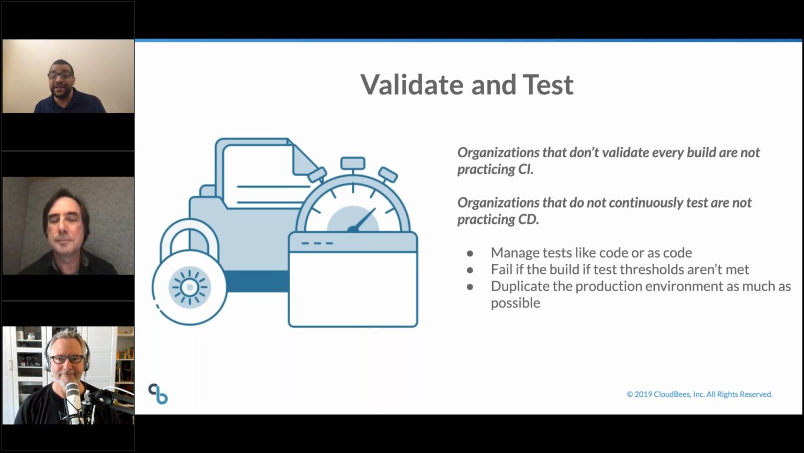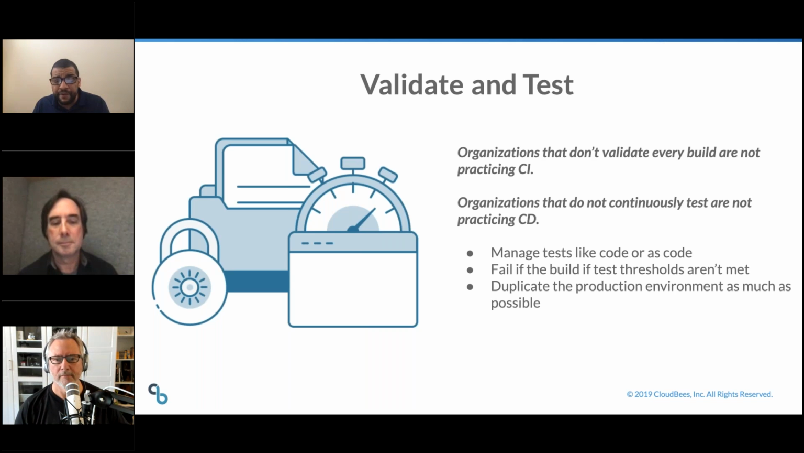Well, if you don't validate every build, you're just simply not practicing continuous integration. What you have is automated builds, right? But you're not continuously ensuring integration works unless you're validating it. If you don't have some level of automated testing, you're not practicing continuous delivery. You're not ensuring that your software is releasable with every change introduced, because you haven't validated that it works.